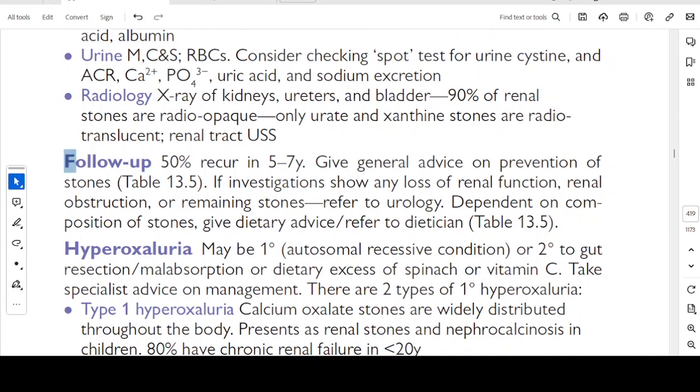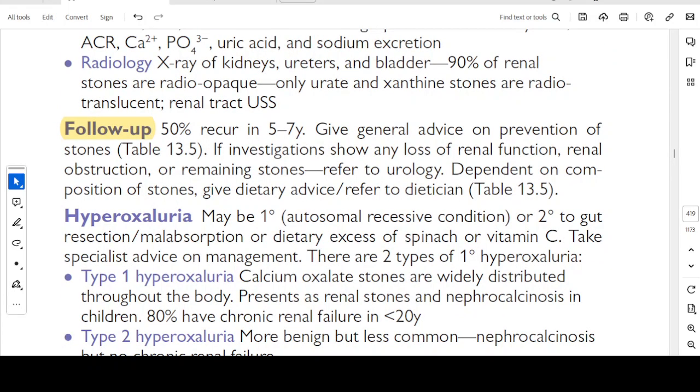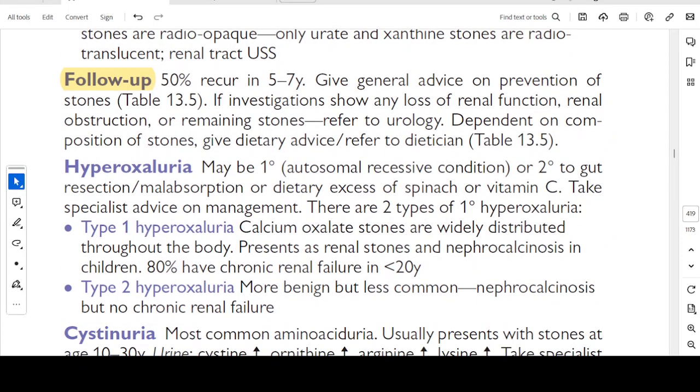Follow-up. 50% recur in 5 to 7 years. Give general advice on prevention of stones, Table 13.5. If investigations show any loss of renal function, renal obstruction or remaining stones, refer to urology. Dependent on the composition of the stones, give dietary advice or refer to a dietitian.